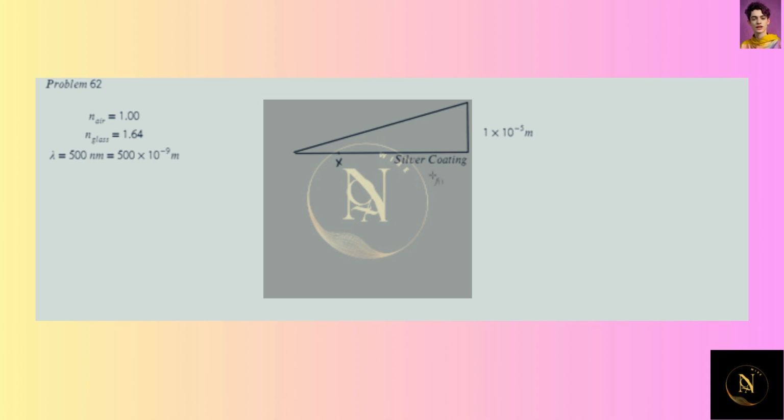One more thing that we should write before we start is that since it's going to be reflective here, once the light bounces off of silver, it's going to experience a pi radian phase shift, or 180 degree phase shift. So let's start with the ray diagram.